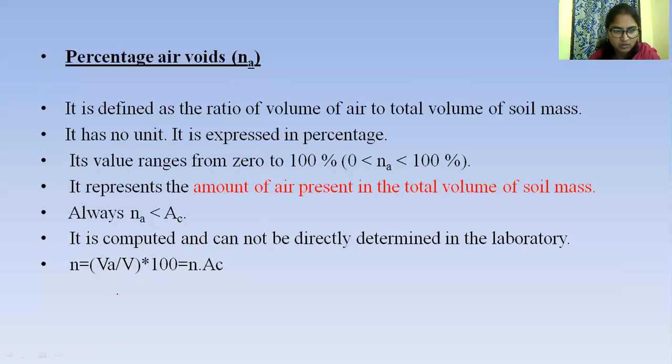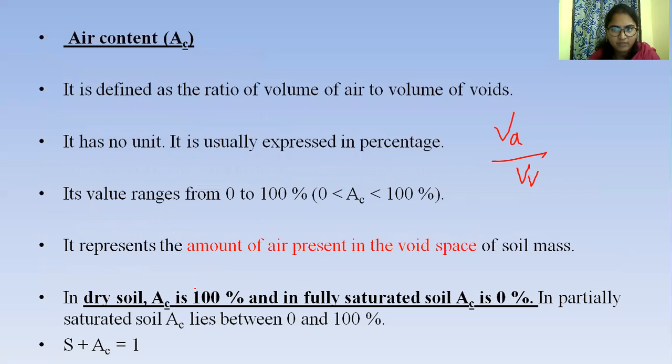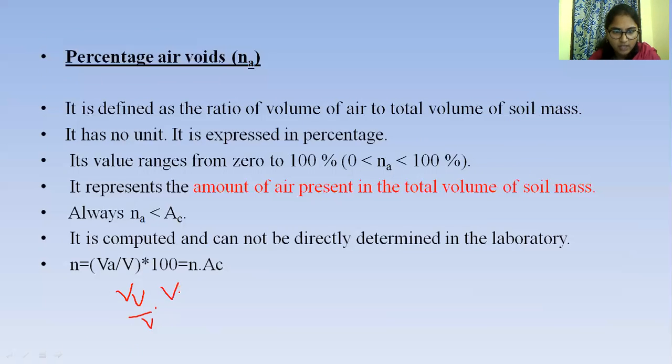Porosity N is equal to volume of voids by total volume, into air content AC, which is equal to volume of air by volume of voids. So the volume of voids cancels, and that is equal to volume of air by total volume. Same. That's why we can write N_a, the percentage of air voids, is equal to N into AC.